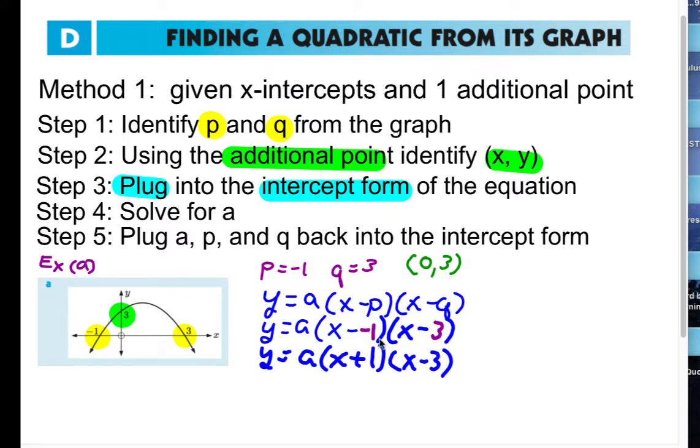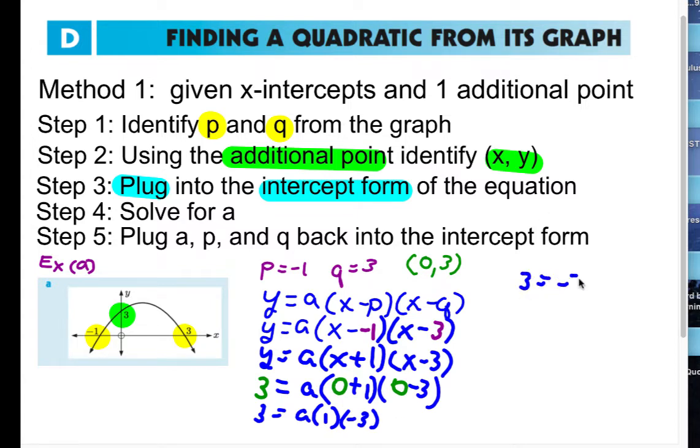Alright, step 3 says use the additional point, 0, 3, and then we're going to solve for A. So I'm going to plug in place of y, 3. In place of every x, 0. And then we're going to simplify this equation and solve for A, which is our step 4. So I get 3 is equal to A times 1 times -3. -3 times 1 times A is -3A. Then I'm going to divide each side by -3. My A here is -1, which makes sense. I have a negative A term, so I should be concave down.